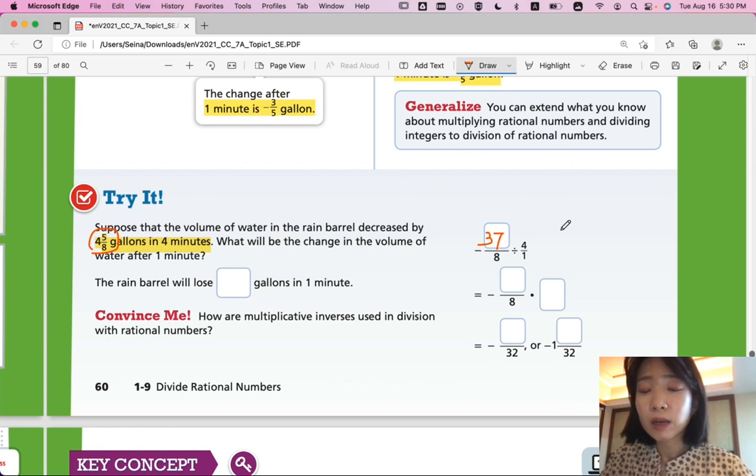And negative 37/8 divided by 4/1 could be rewritten as a multiplication fact. Negative 37/8 times the reciprocal of 4/1, which is 1/4. By multiplying the numerators and denominators, we get negative 37 over 32. Or if we change that into a mixed number, we get negative 1 and 5 over 32. So the rain barrel will lose 1 and 5 over 32 gallons in 1 minute.